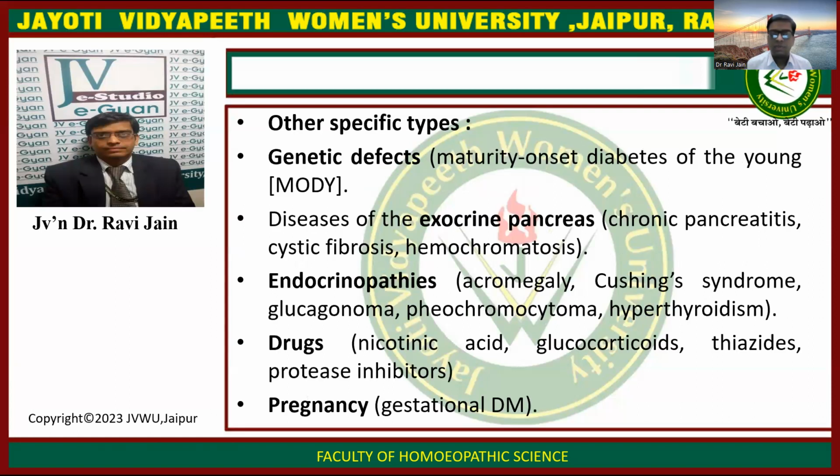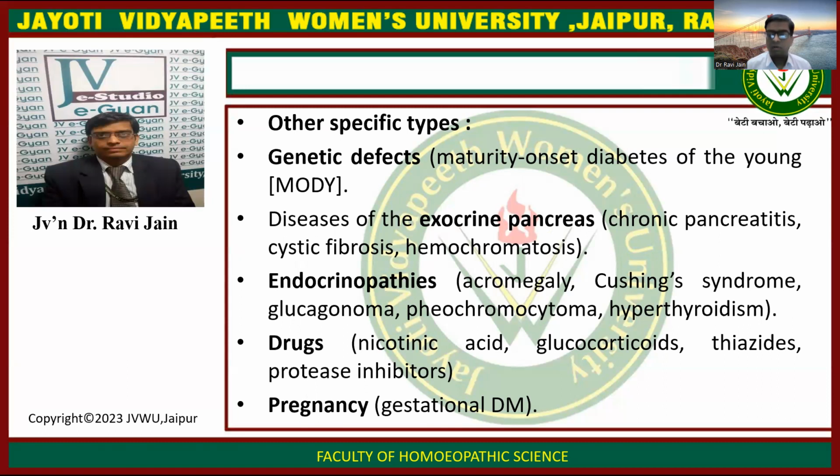Now, there are also other specific types of diabetes mellitus, which include genetic defects, such as maturity onset diabetes of the young, known as MODY. There are also diseases of the exocrine pancreas, which include chronic pancreatitis, cystic fibrosis, and hemochromatosis, that lead to the development of diabetes mellitus.